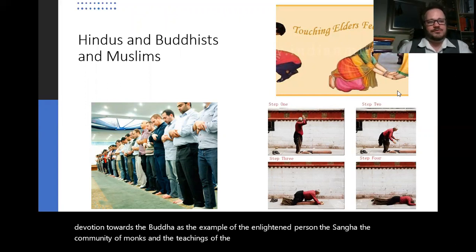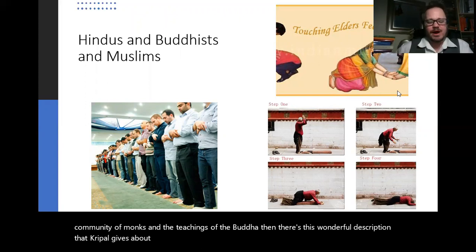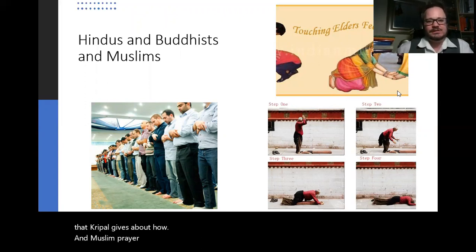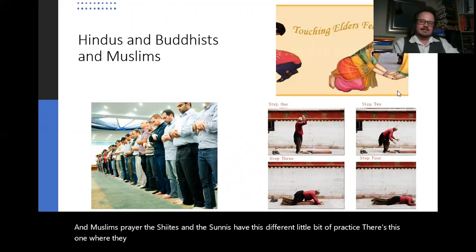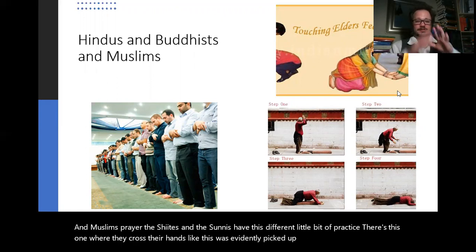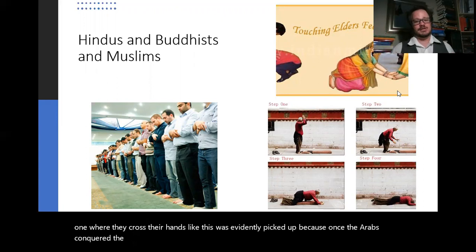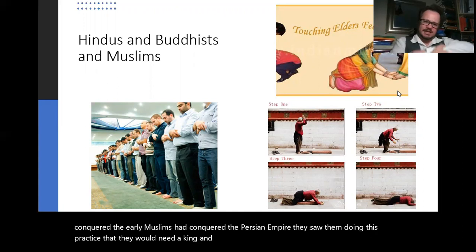Then there's this wonderful description that Kripal gives about how in Muslim prayer, the Shiites and the Sunnis have a slightly different practice. There's this one where they cross their hands like this. This was evidently picked up because once the early Muslims had conquered the Persian Empire, they saw them doing this practice when they would meet a king. And they thought, oh, let's do that kingly meeting practice in meeting with God.